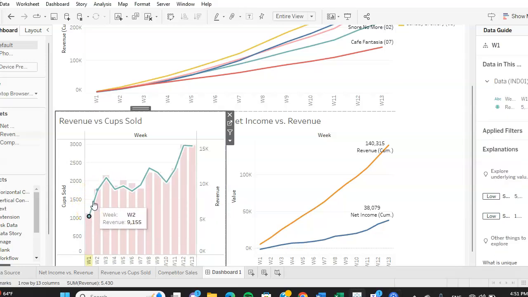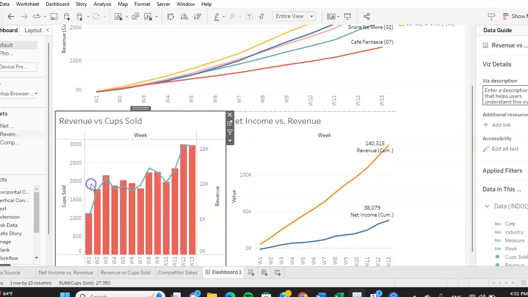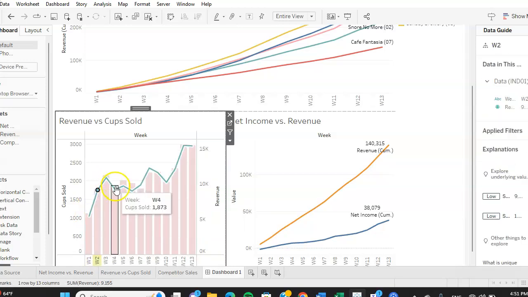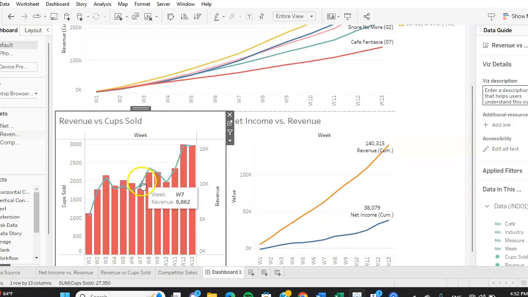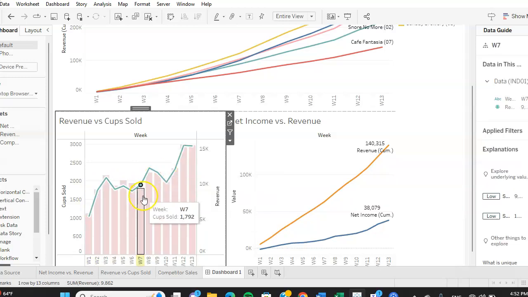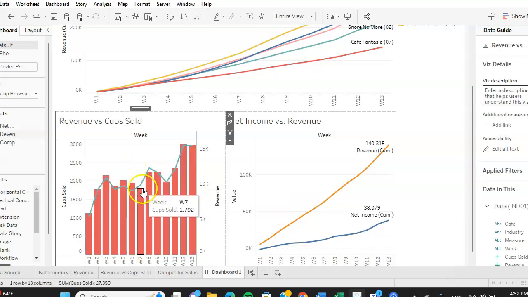I find it really cool that you can click on both of the different options, and you can see the cups sold as well as how much the revenue has increased per week. You can just click all along. You can see the revenue in week 7. You can also see the cups sold in week 7 as well, and how that relates to everything.